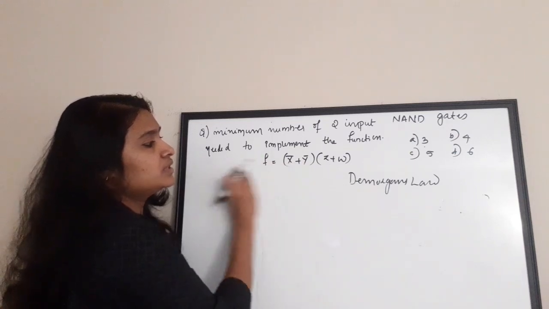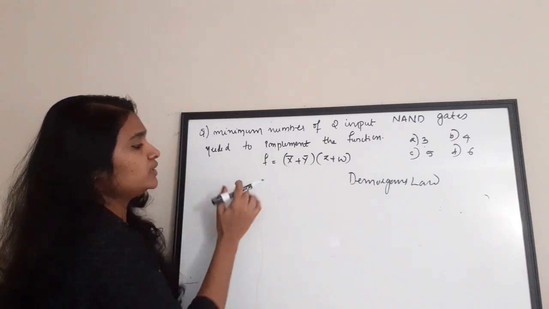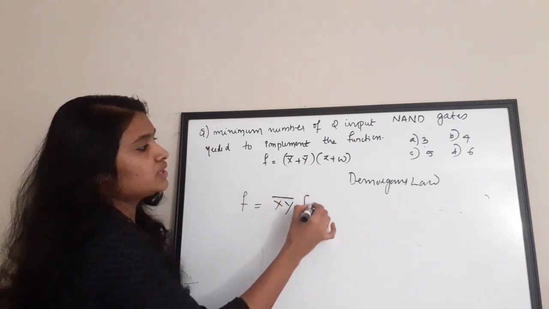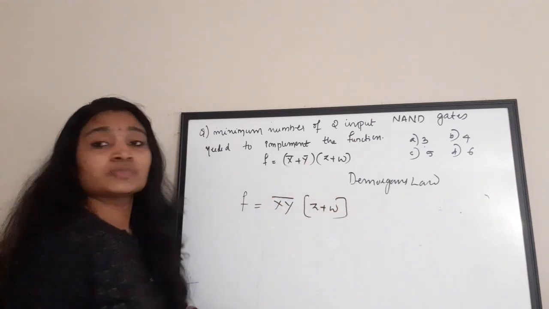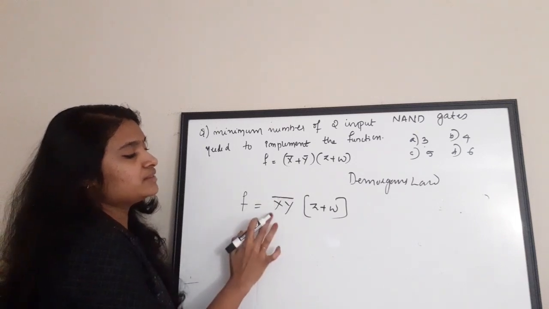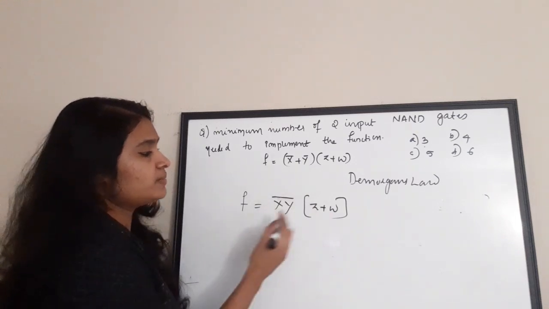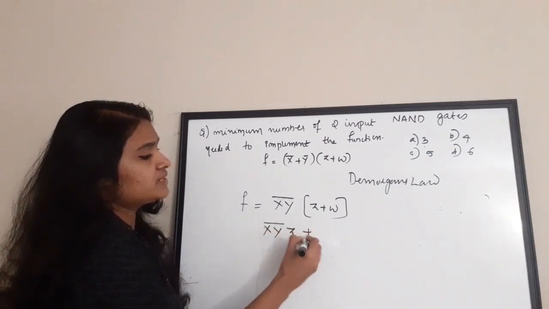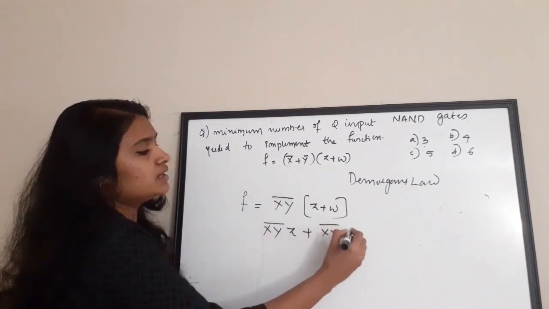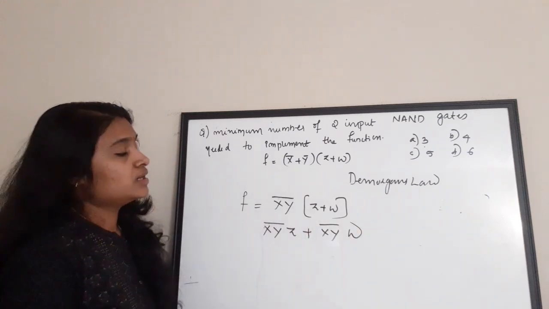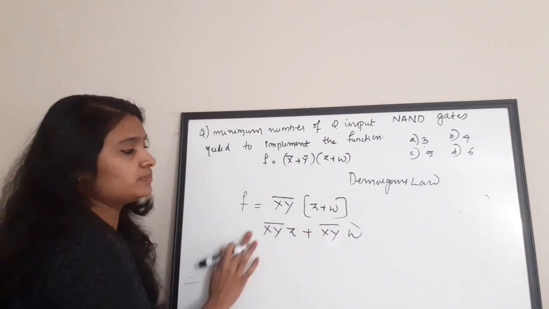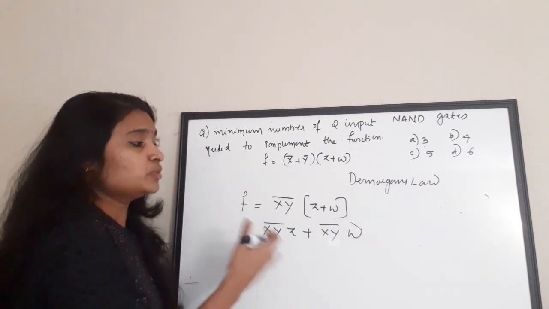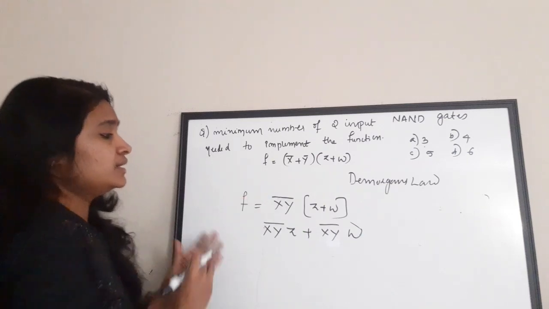So I'm going to replace this term, that is, I'm going to write F first, X, Y whole bar into Z plus W. Okay. Now I'm going to multiply this XY whole bar inside the bracket. So I'll be getting XY bar Z plus XY bar W. Okay. Now I have this expression in my hand, that is XY bar Z plus XY bar W. Now I'm going to realize this using NAND gates. Let us see how.